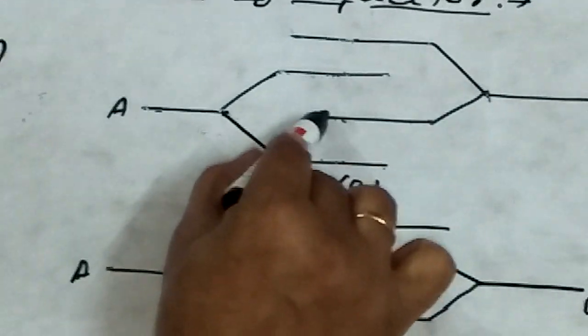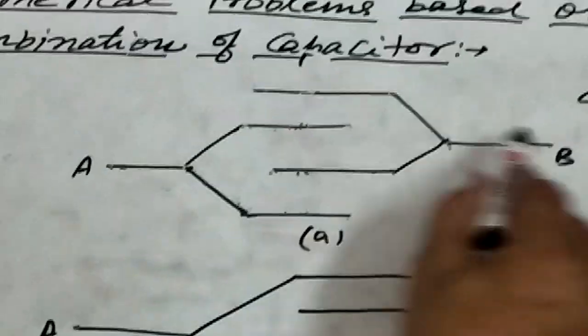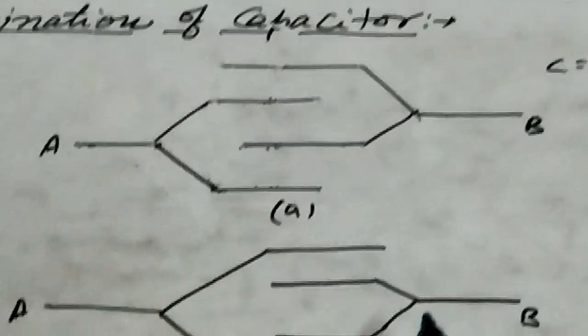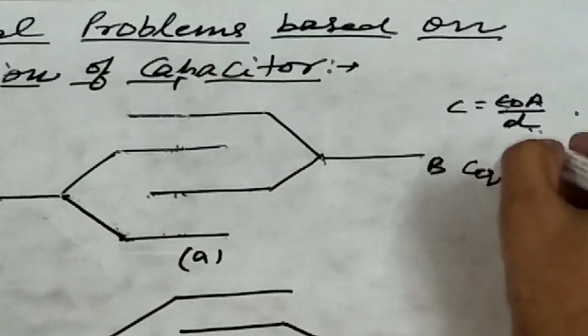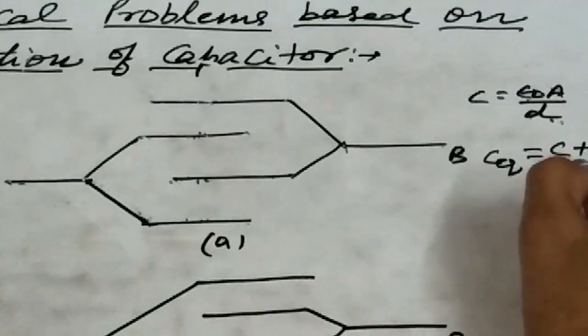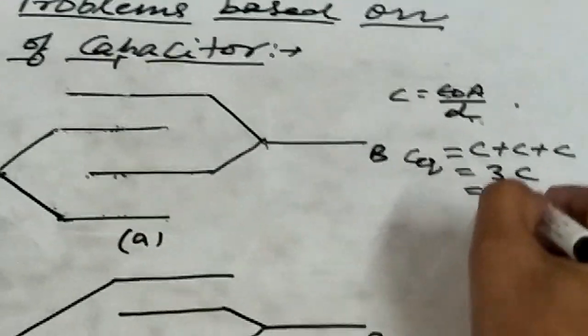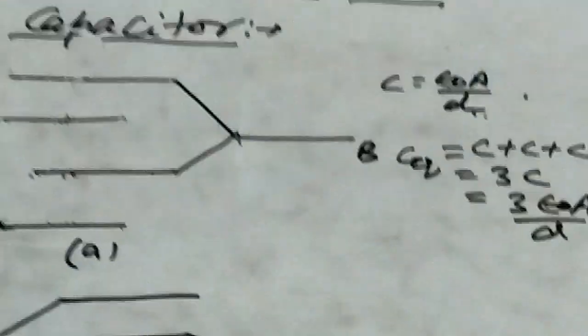So in this way you can say this one is the first capacitor, second and third capacitor, and all these three capacitors between A and B are connected in parallel. So their equivalent is given by C equivalent is equal to C plus C plus C. It means 3C, or you can write 3 epsilon naught A upon D.